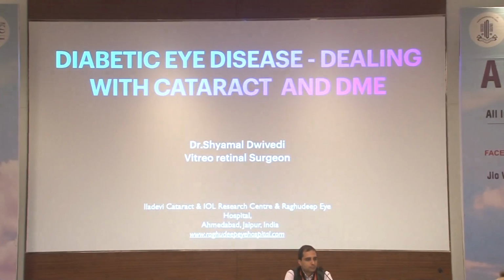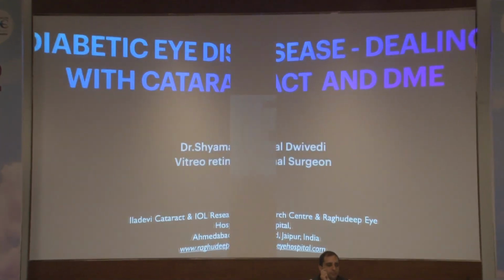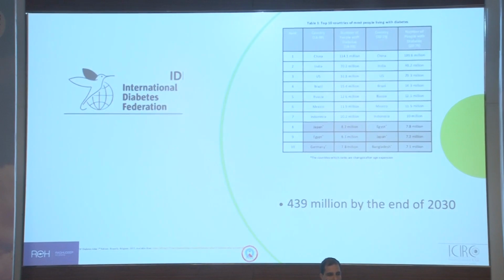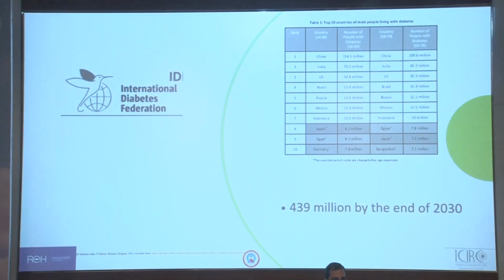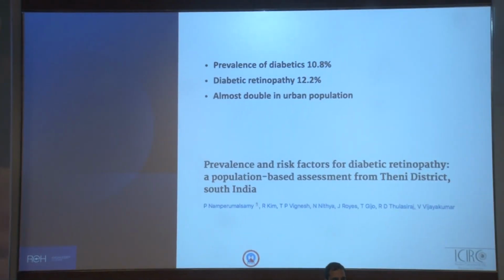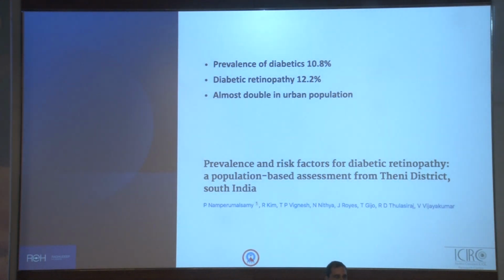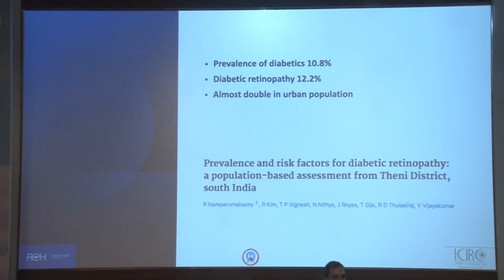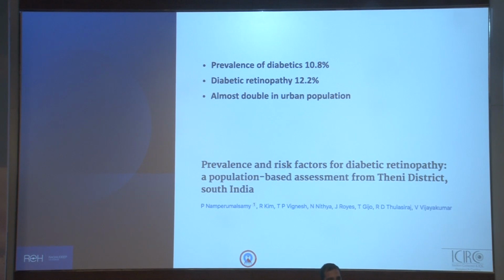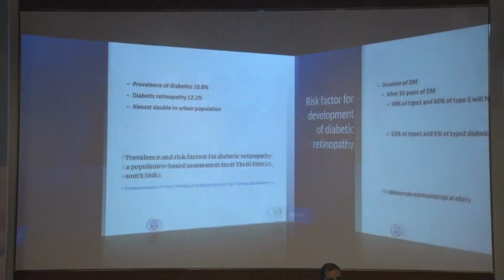So these are my financial disclosures, and I'll be discussing diabetic eye disease, dealing with cataract and diabetic macular edema. India is set to become a diabetic capital by the end of 2030, and prevalence of diabetes is 10.8% in the rural population, and prevalence of diabetic retinopathy is 12.2% in the rural population, which doubles in the urban population.